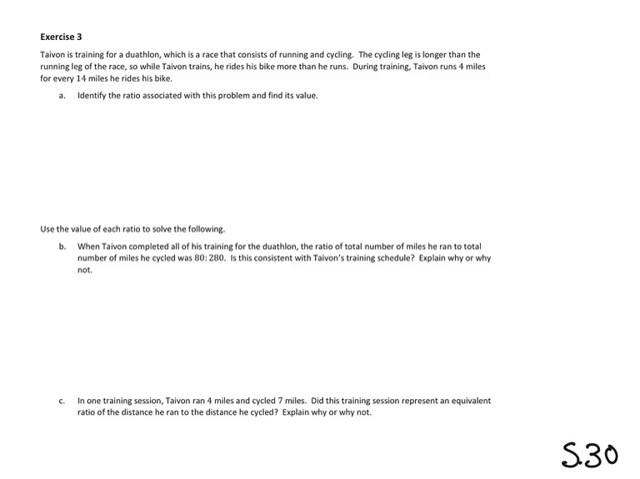During training, Tavon runs 4 miles for every 14 miles he rides his bike. Identify the ratio associated with this problem and find its value first. Well, we just learned how to do that. We know how to find the ratio, and to find the ratio, we look at the words for every. That brings us to our actual ratio.